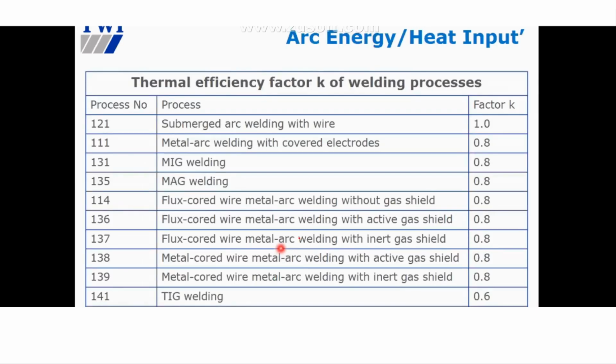All right, so here, remember, it's not difficult to memorize. You need to memorize this. SAW 1, TIG 0.6. Others, all 0.8. So that is easy. Don't worry about what is K factor for MIG, MAG. It's an easy thing to memorize. SAW 1, TIG 0.6, the rest all 0.8. And remember, you also need to memorize all this.